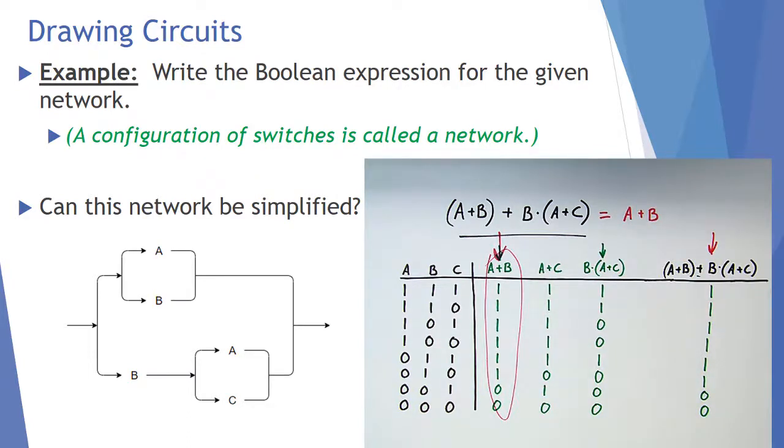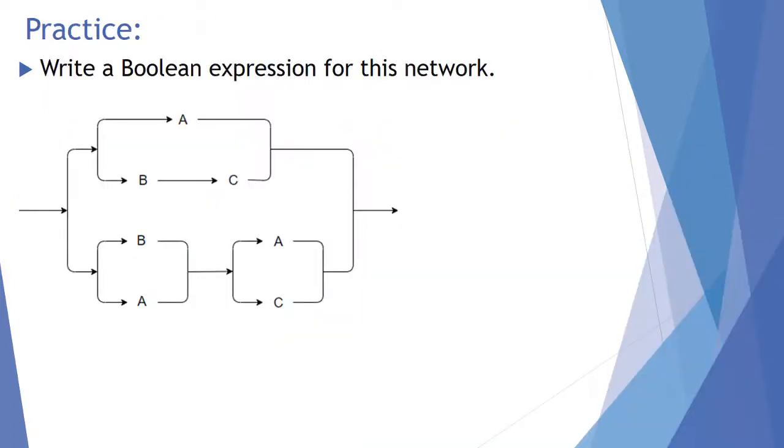And if you go back and look at our network, you can see that if A is closed, we will have current flow. If B is closed, we'll have current flow. But for anything to flow through the bottom branch, we're going to have B closed anyway, and so that'll be satisfied by flowing through the top branch, and that means the entire bottom branch is really unnecessary. Now, there's better ways to simplify Boolean expressions than this, and that's what we're going to do in our next lesson.